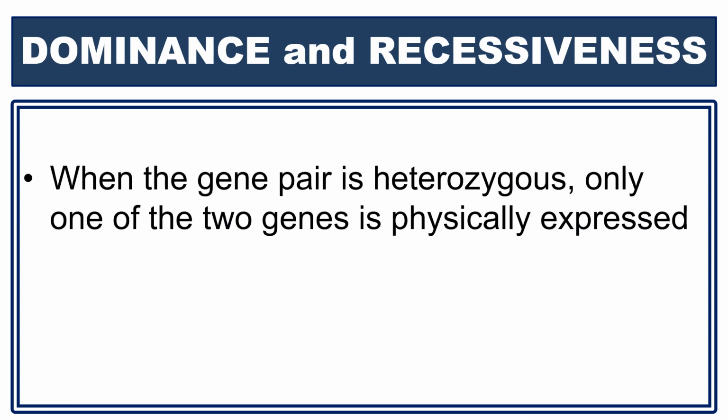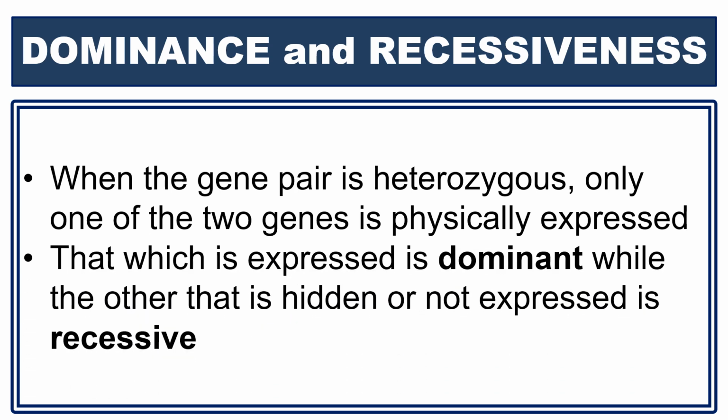When the gene pair is heterozygous, only one of the two genes is physically expressed. That which is expressed is dominant, while the other that is hidden or not expressed is recessive. This is not considered a law because it's not true to all organisms. Other organisms exhibit codominance or incomplete dominance. All these will be discussed in the video about non-Mendelian genetics.